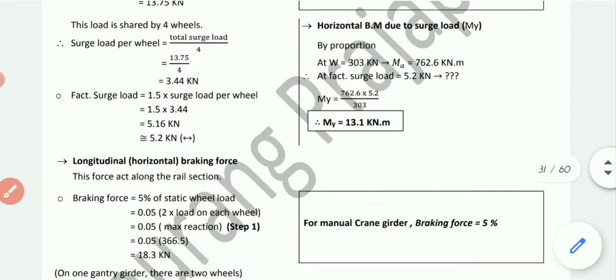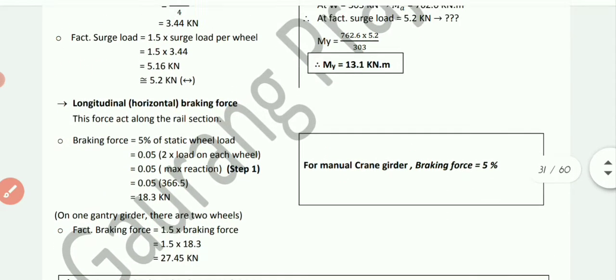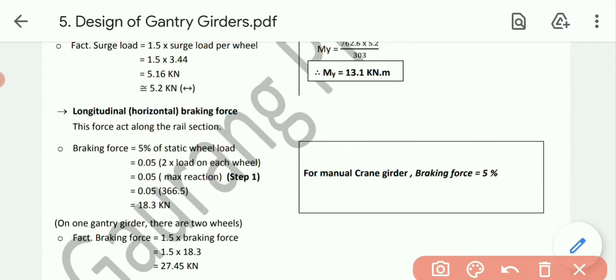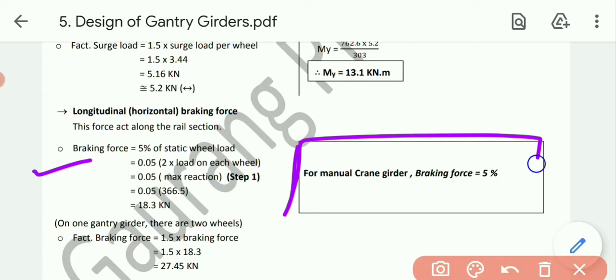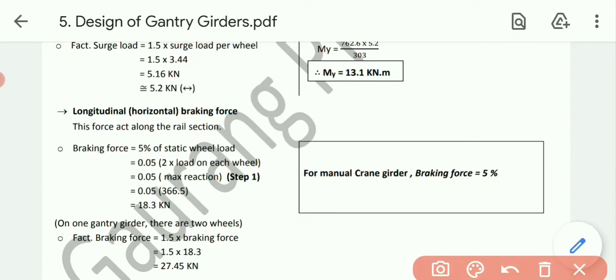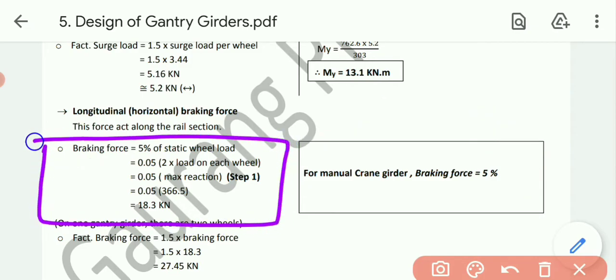Okay, so now the remaining one is we need to calculate the braking force. Now the braking force is the force produced by the movement of the crane girder over the gantry girder. For that, braking force is taken as 5% of the static wheel load. In case of the EOT crane girder also, the braking force was taken as 5%. There is no change with this one. So braking force equals 5% of the static wheel load. Static wheel load is 5% of 2 into load on each wheel.